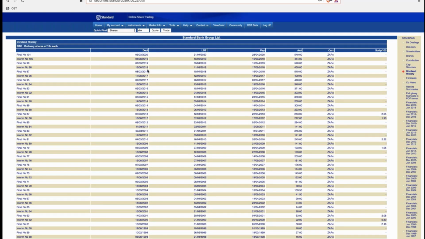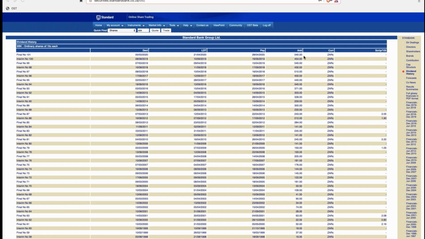What have we got is the date it was declared. The declare date in this case for Standard Bank was 5 March this year. LDT is 21 April. What is LDT? Last day to trade. As long as you hold the share at the close of business on 21 April this year, you will receive the dividend. When you bought the share is not important. What matters is that you hold it on close on 21 April. Pay date will then be 28 April.